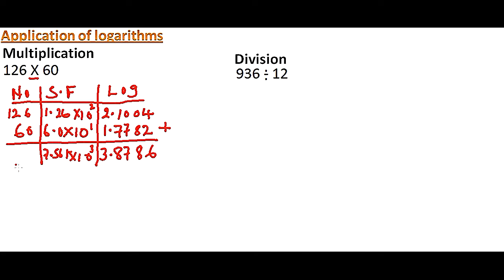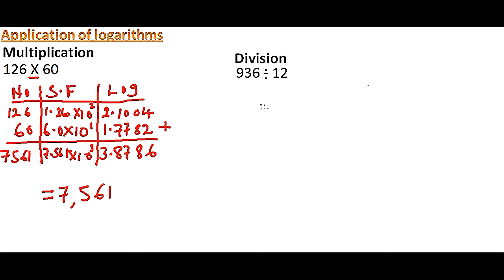which will give us 7.561. So we can now multiply, and our final answer, now we write it here, it is 7,561. So the answer is 7,561. Now we come to division.